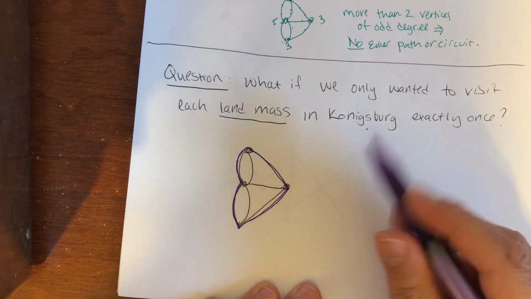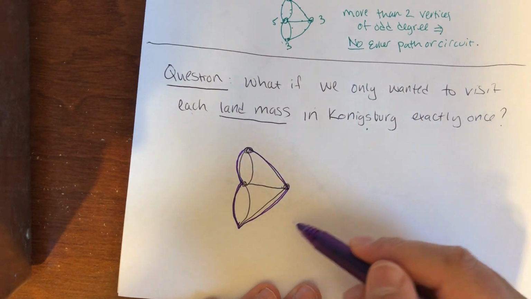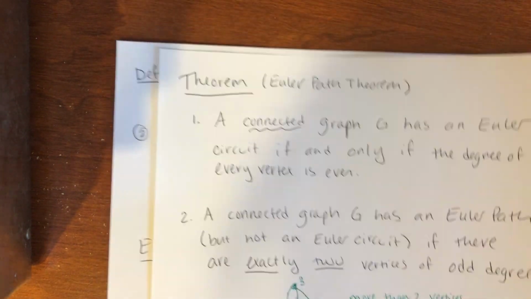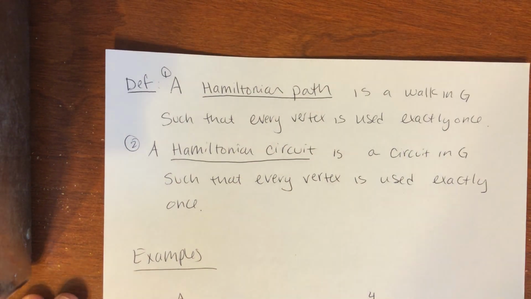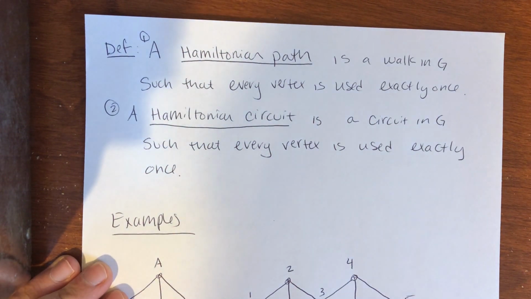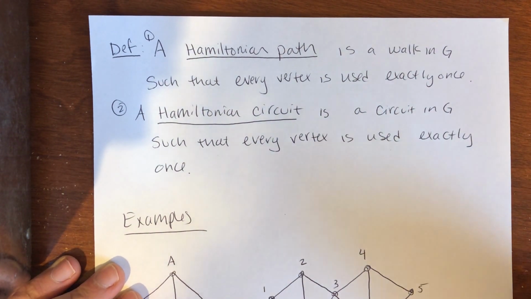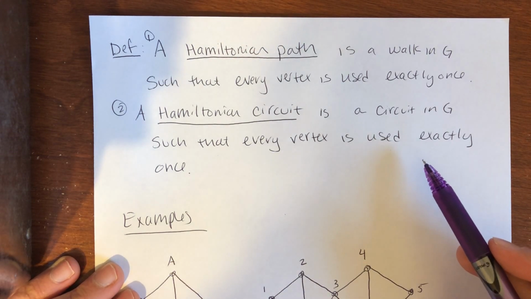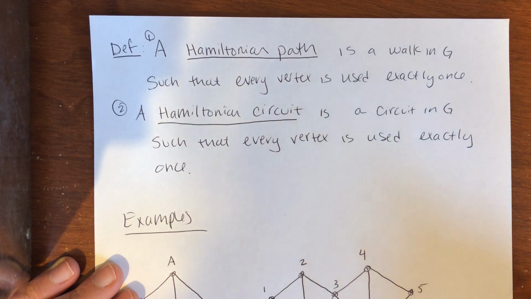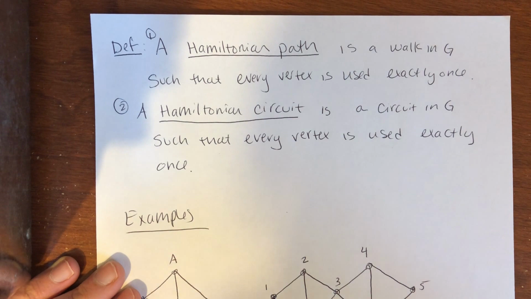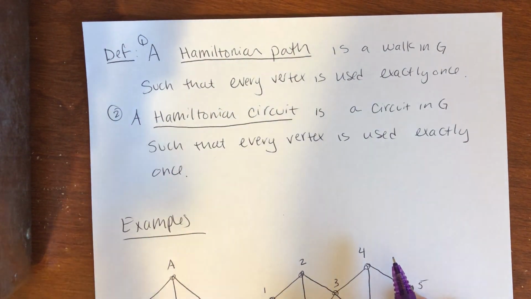Right? This is a little bit different from an Euler path because we don't care about using every edge. We just want to visit every vertex exactly once. We call such a path a Hamiltonian or Hamilton path. So it's a walk in a graph such that every vertex is visited exactly once. And a Hamilton circuit is a walk that visits every vertex exactly once but starts and ends on the same vertex. So you can reuse the starting and ending point only. So we'll look at a few examples here.